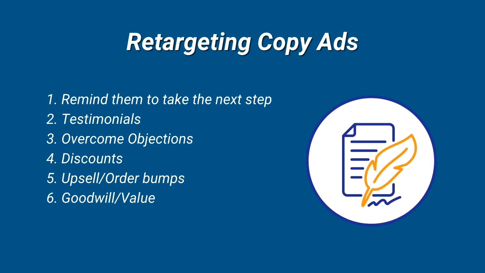So here are 6 different angles that are popular to use when retargeting, which starts with reminding them to take the next step. Here, all you're doing is reminding them of the last time you reached them on your ad. An example is this: hey, you didn't get a chance to take up the free thing, or don't forget your call is coming up. Next is testimonials, such as, hey, check out what others are saying about X, or did you know John says X about Y?